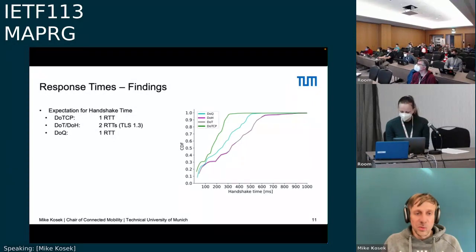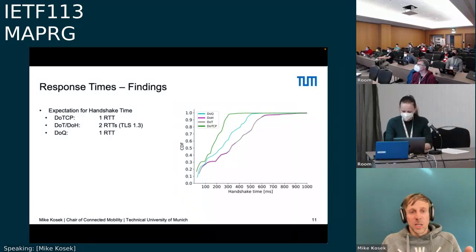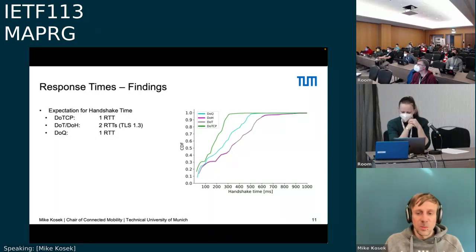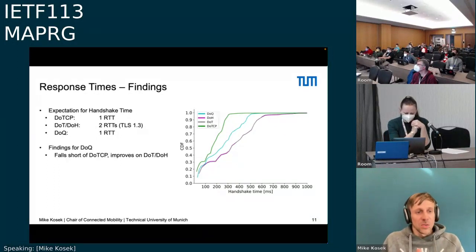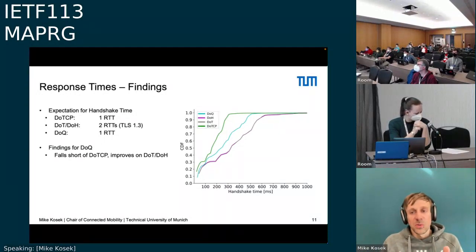see that DNS over TCP, here highlighted in green on the left-hand side, actually shows the fastest handshake times. If we now look at DoT and DoH on the right-hand side, they are overlapping. They show the slowest handshake times, and DNS over QUIC is somewhat in the middle. So DNS over QUIC falls short of DNS over TCP, but it improves on DoT and DoH.